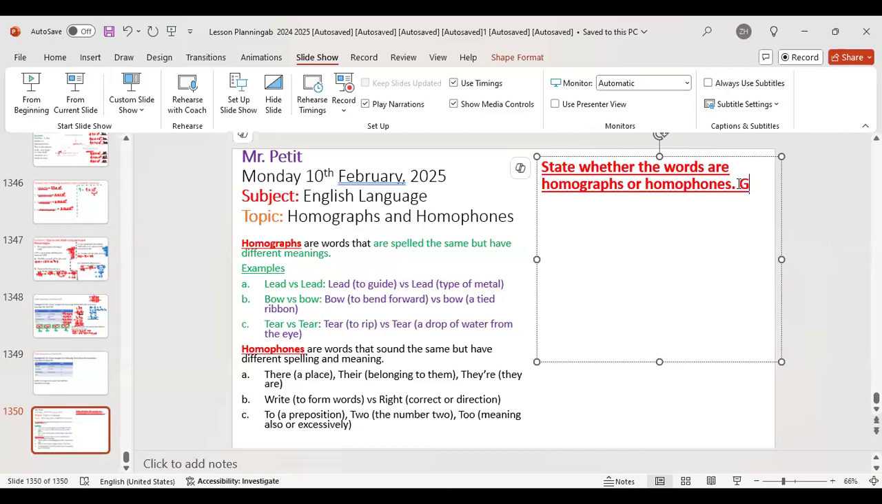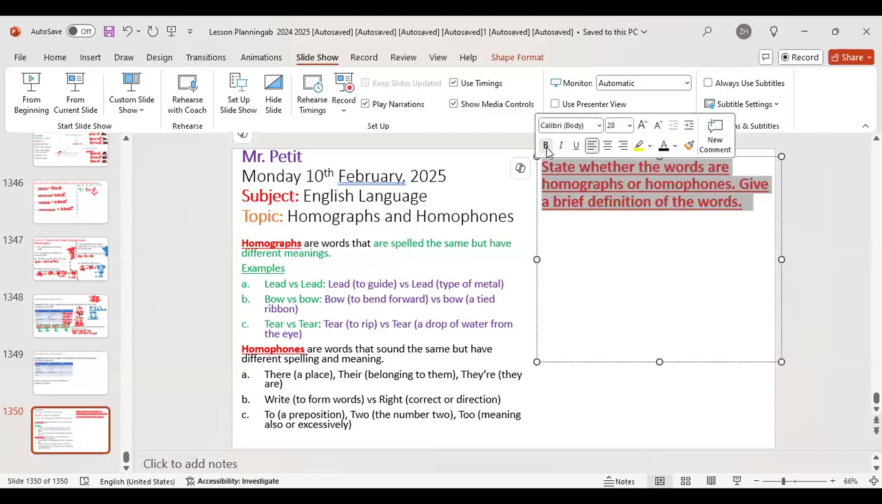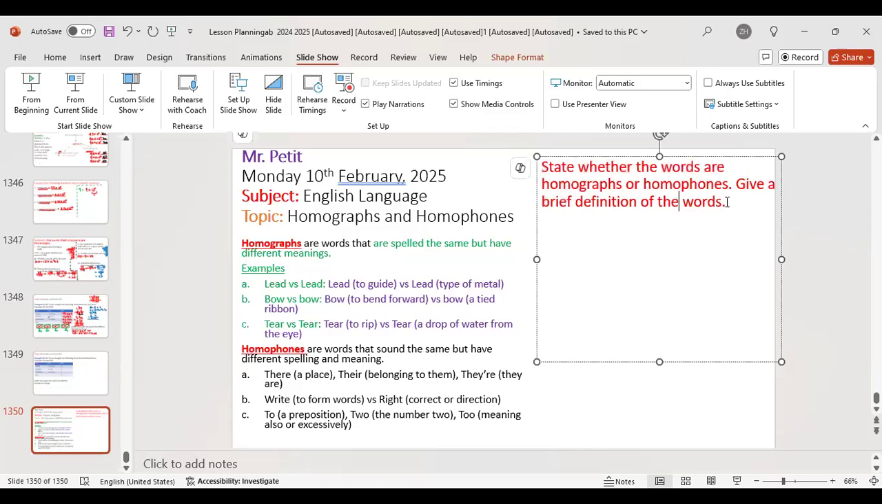And give a brief definition of the words. So after you state whether it's a homograph or homophone, tell me the definition of the word, just like how I did it in here, right? Not only did I tell you whether it's a homograph or homophone, I also gave you the definition. So you want to tell me also the definitions of these, all right?